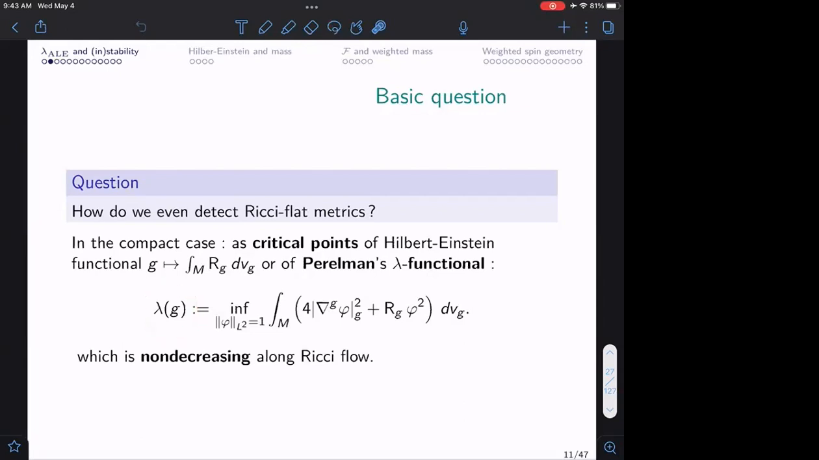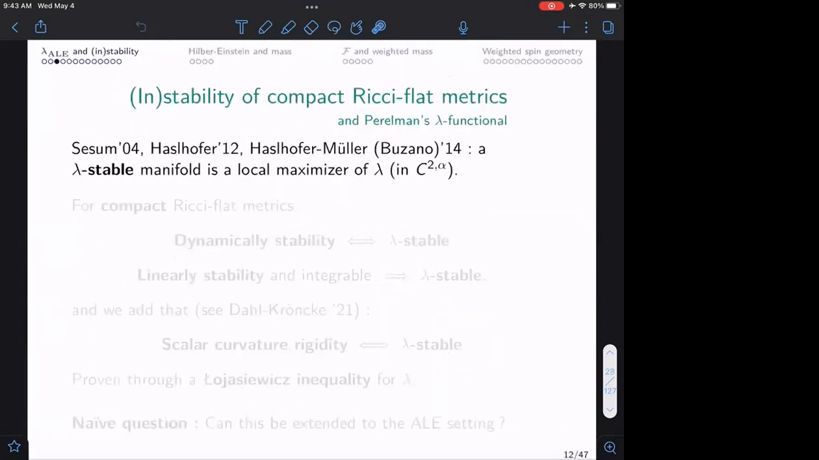Ricci flow is its gradient flow, and so it's non-decreasing along Ricci flow. And so in some sense, if you start at a given lambda, then you're improving it along the flow. So we will focus on this one and talk about a result in the compact case, which we'll try to mimic in the ALE case. So this has a bit of a long history. It's done by Sesum, who didn't work with the lambda functional, but she's the first who worked on the stability of Ricci-flat metrics and had a result about this. But then Haslhofer reproved her result, and Haslhofer and Kröncke proved it in all generality.